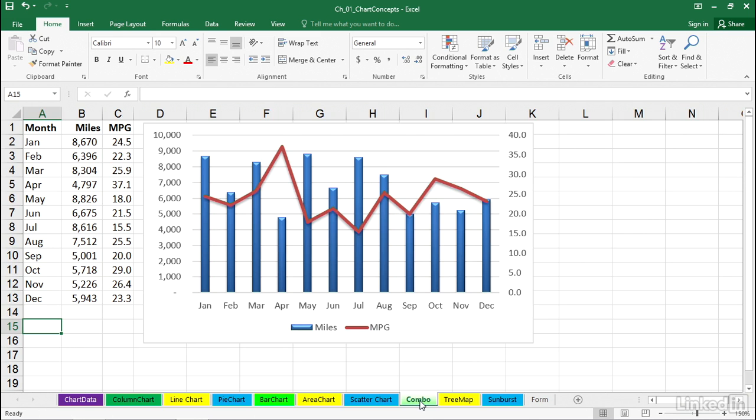There are combo charts where we can pull together data of quite a bit of difference in magnitude here, miles versus miles per gallon. We've got 2 axes there, one on the left side, one on the right side. And there are other specialized charts.